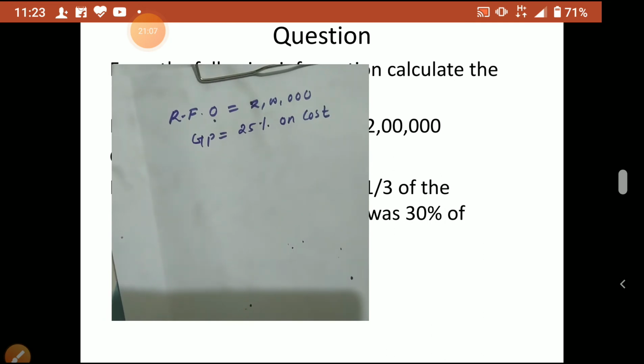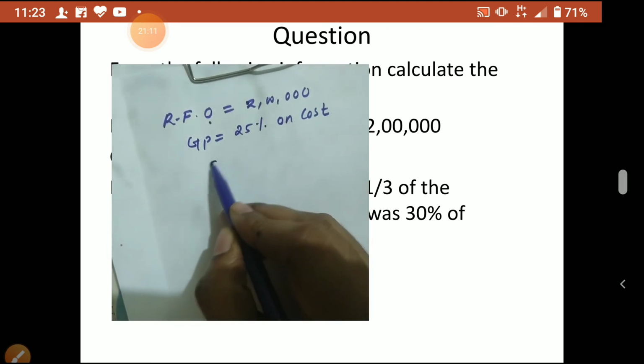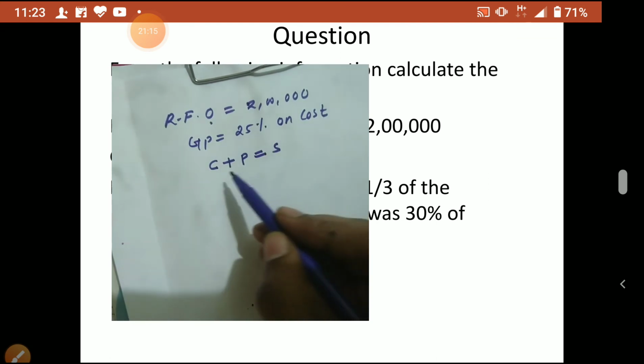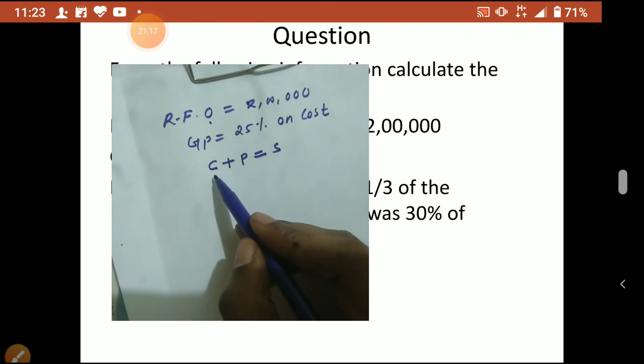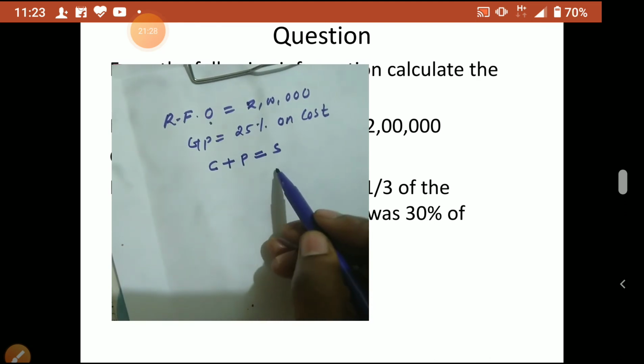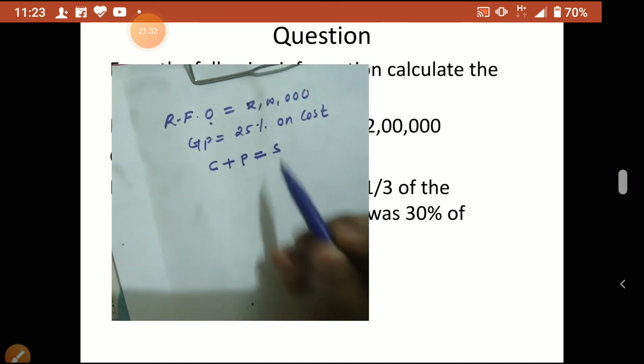So once again I tell you, to understand this, one equation is there: cost plus profit is equal to sales. Suppose cost is the cost spent by the owner. About 10 rupees he is spending, 10 plus 2 his profit, then the selling price becomes 12. So cost plus profit is equal to sales.